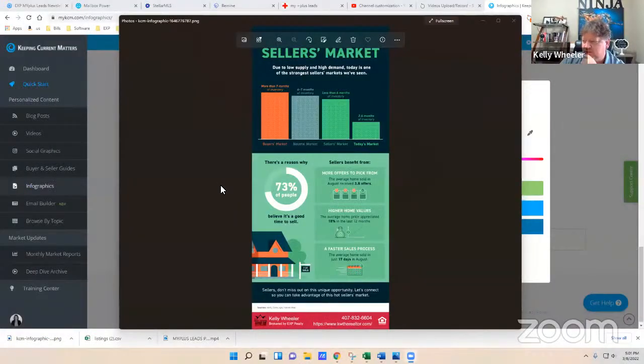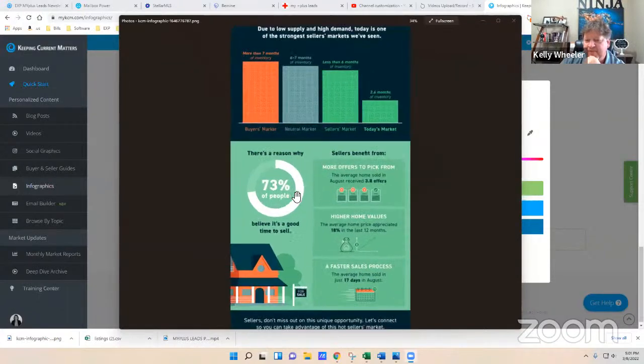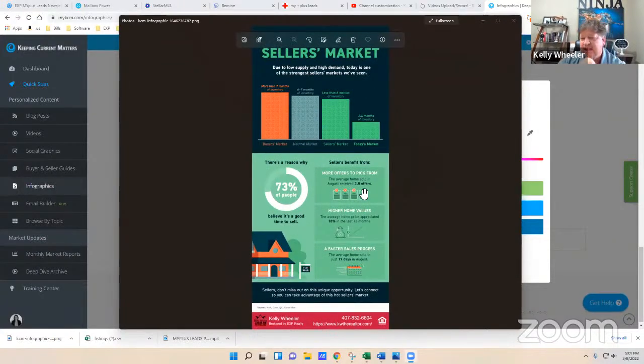Brian, here's one of those things you were talking about earlier about the infographic. This is from Keeping Current Matters. This is one of 50 I have access to, and it's branded to me. But here's an infographic, and you can literally take this and translate that. I can actually take this and with a little bit of work, put that inside of a 5x7 card. I could do top, bottom, and back of the card. Maybe eliminate this stuff here, but this could be the bottom and this could be the top.